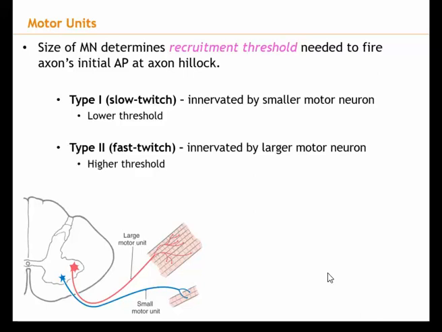But type 2, fast twitch, innervated by larger motor neurons, are higher threshold, meaning they take a lot more effort. They're more difficult to recruit. They're recruited after all the type 1s have been recruited, and that higher threshold level of activation is more negative. So it could be like -70, -75, -80 millivolts, -90 millivolts. It's more negative, meaning it takes more effort to recruit those.